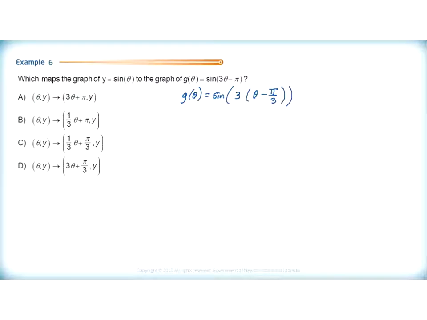So in this case, we have a mapping rule which takes theta and y from the base graph of the sine of theta, and it will get mapped onto 1/3. You take the reciprocal of theta, and it would be plus pi over 3, and we need to keep y the same. So the mapping rule there corresponds with C as the correct answer.